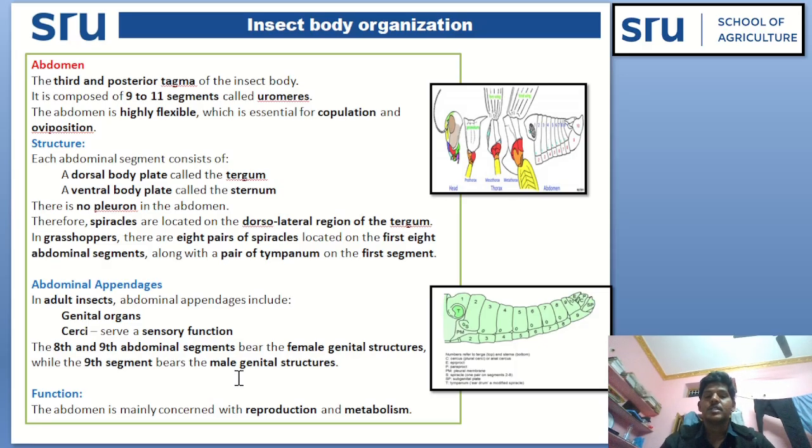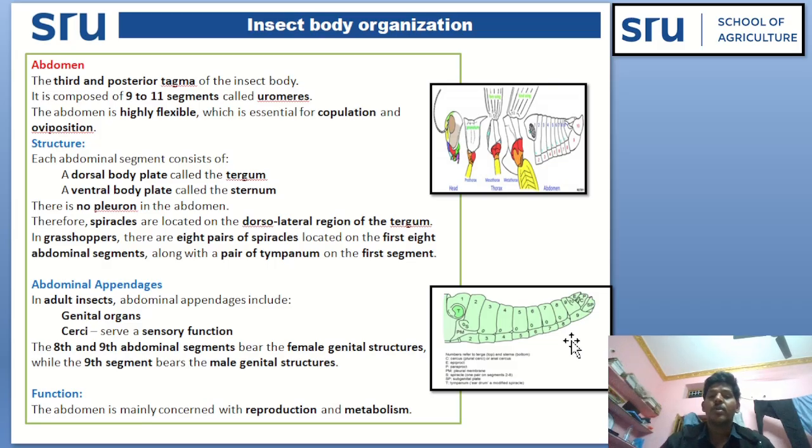Abdominal appendages. In adult insects, abdominal appendages include genital organs and cerci. Cerci are present on the last abdominal segment. They serve as sensory organs. On the 8th and 9th abdominal segments, female genital structures are there. In case of male, the male genital structure will be on the 9th abdominal segment.